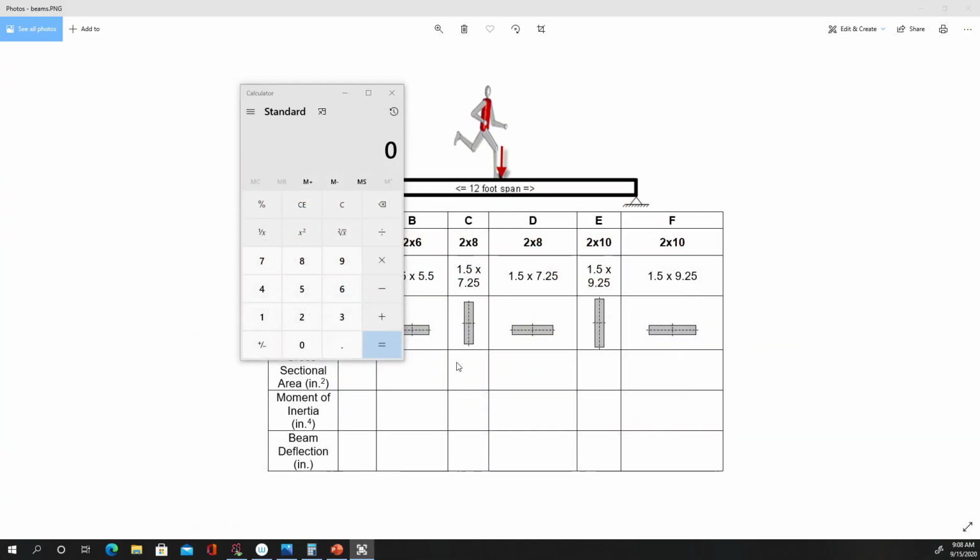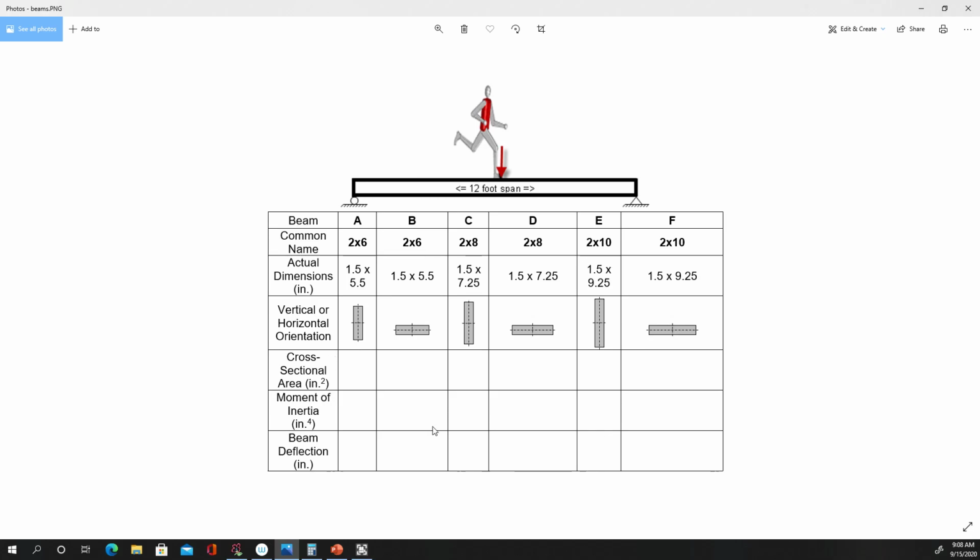In your homework today, you just have to do these 2 rows right here. Do not do, can I write on this? I cannot write on this. So do not write on this last row. We're going to do that tomorrow. This is going to tell us how much it bends, but we don't need to know that right now. So we're just going to do the cross-sectional area and this.